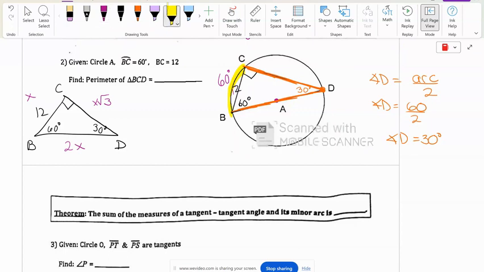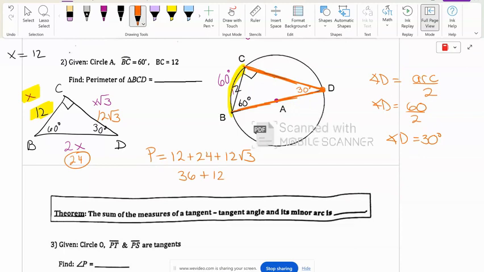So at this point, what do we do? We set the variable equal to the number. So x is equal to 12, nothing to solve there. Now that we know x is equal to 12, BD is 2x, which is 24. What's CD going to be? Good, 12 root 3. So the perimeter is going to be 12 plus 24 plus 12 root 3, which is going to be 36 plus 12 root 3.